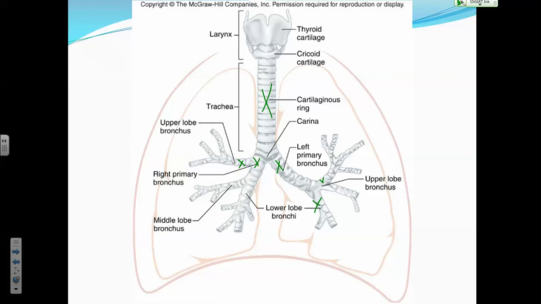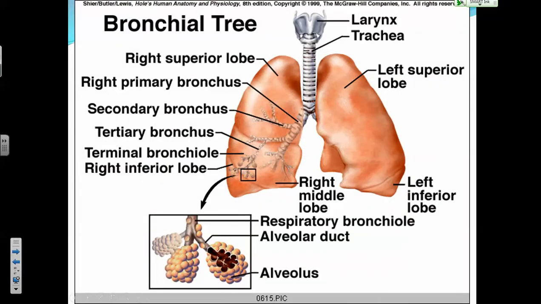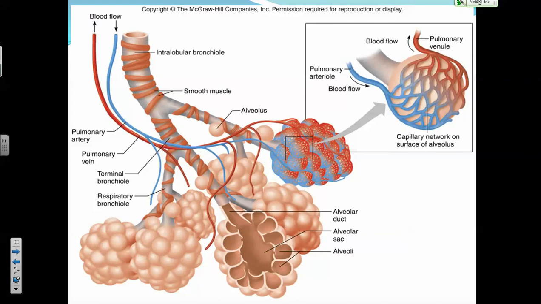But once you get to the tiniest of the tubes, the bronchioles, there's not any cartilage. Instead, you see nothing but smooth muscle at the bronchioles. Okay. Now you have smooth muscle in the wall of the trachea. You have smooth muscle in the wall of the primary, secondary, tertiary bronchi, but it's not as big a percentage. As you move to the smaller tubes, you have a higher percentage of muscle, less percentage of cartilage.